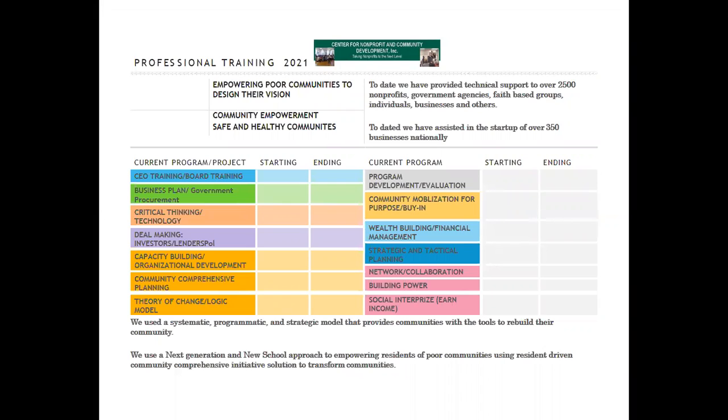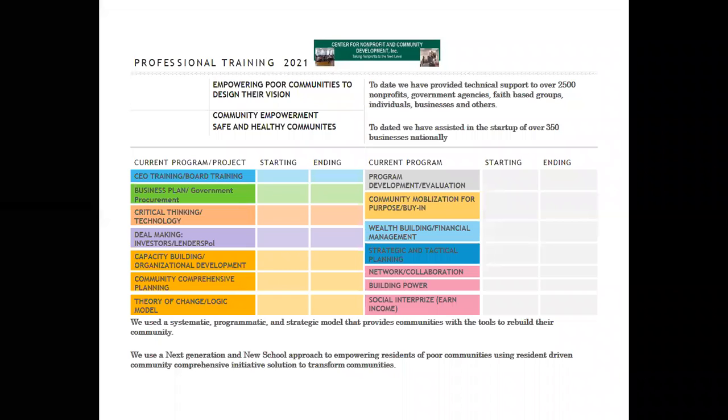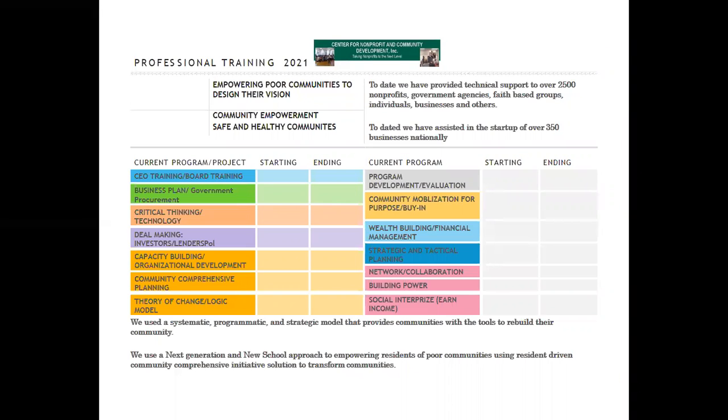Evaluation is another component, including the different types of models and tools that you can use to evaluate programs to tell whether or not they're successful. Community mobilization for purpose and buy-in focuses on how to mobilize and organize communities to get community buy-in to the plan, and also participation.